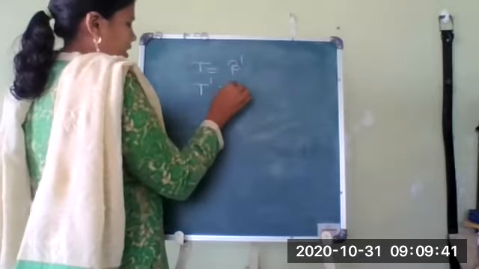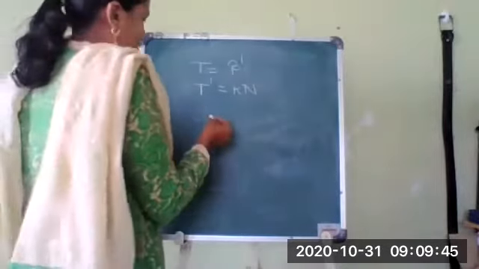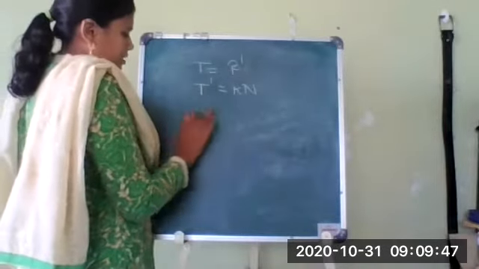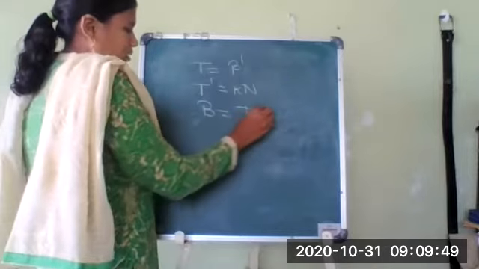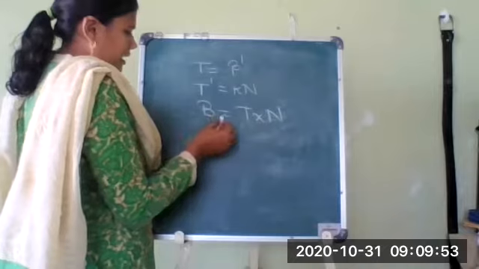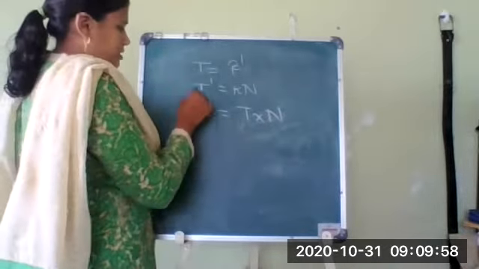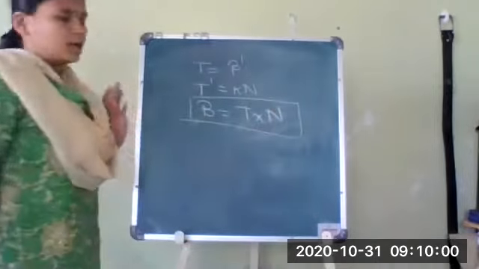What is the next formula? T' is equal to K times N, where K is the curvature and N is the normal. Next we have seen a formula for B, which is nothing but T cross N. What is the next formula? That will depend upon this rotation. B is equal to T cross N.